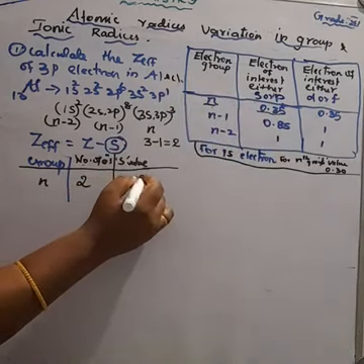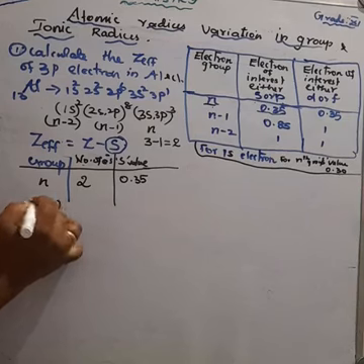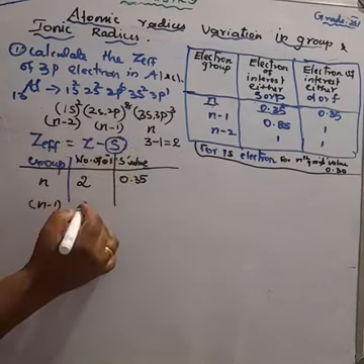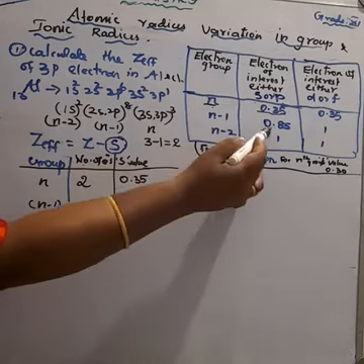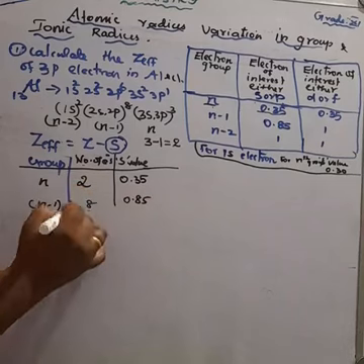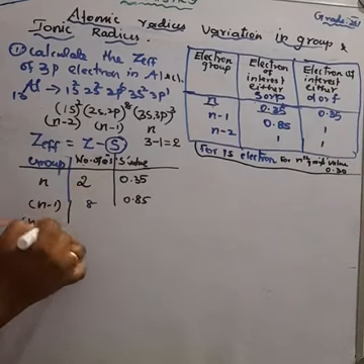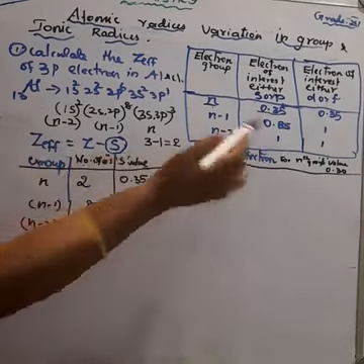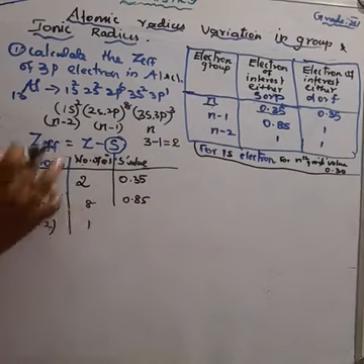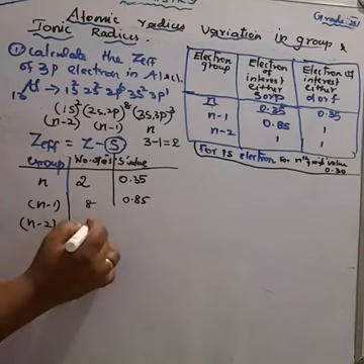And the n minus 1 group, how many electrons are there? 8 electrons. What is the value given? 0.85. Understood? And all other n minus 2 and all other inner shells, what is the value? 1. Total number of electrons here is 2, so the value is 1.